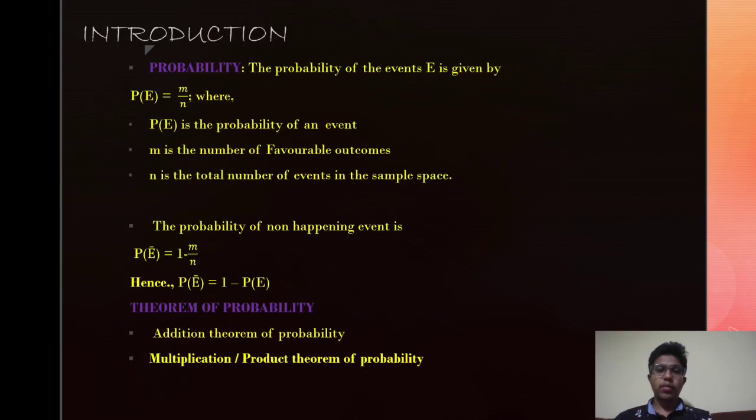Introduction. The probability of the event E is given by P(E) = m/n, where P(E) is the probability of an event and m is the number of favorable outcomes. n is the total number of events in the sample space. Probability of a non-happening event is P(E') = 1 - m/n.